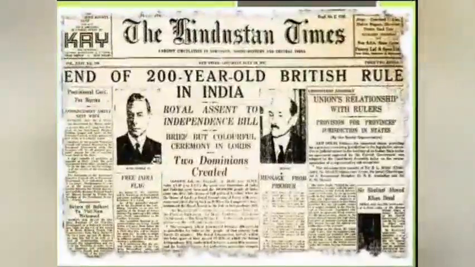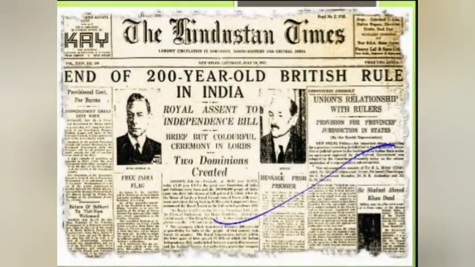Okay, so this was also the media coverage at that time. The Hindustan Times covered the end of 200 years of British rule in India. It was the end of British rule, and this picture and this newspaper cutting show the success of Indians in 1947.